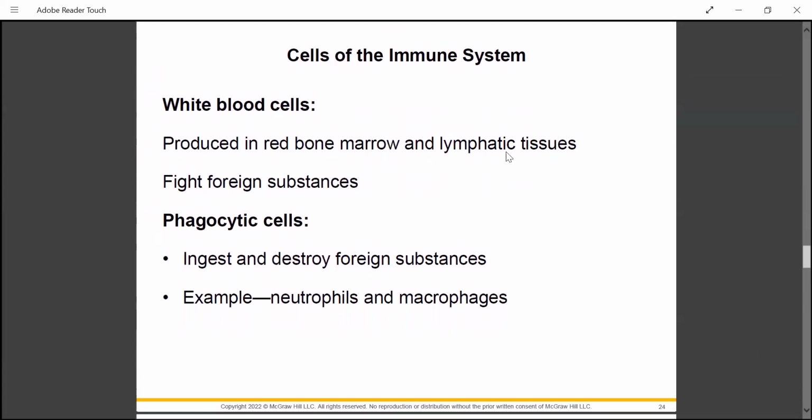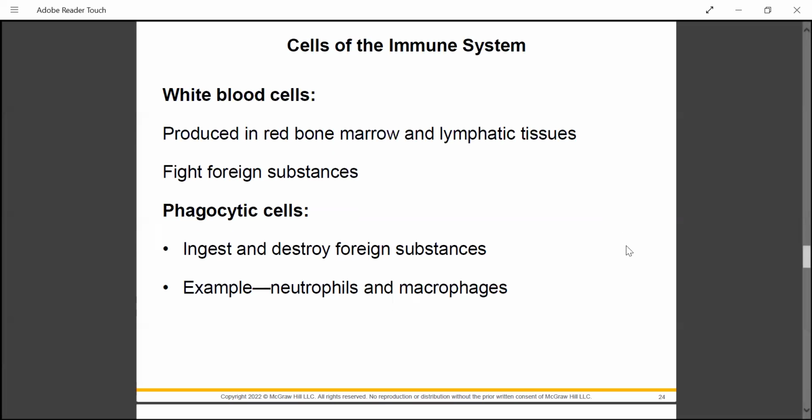Getting more specifically into the cells of the immune system, some of these we were introduced to back in chapter 11, but our white blood cells are the primary blood cell in the immune system. They're produced in our red bone marrow, but also in a few different lymphatic tissues. And we're going to have a lot of different types that fight foreign substances in various ways. Some of our most common ones are phagocytic cells. These are our cells that actually eat or ingest foreign substances.